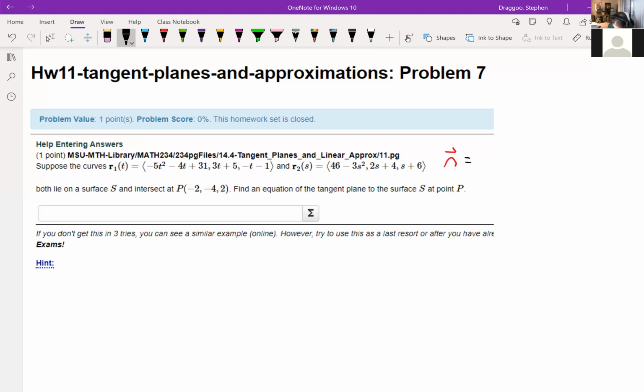And that's going to be R1 prime cross R2 prime. It's going to be the best way to get that normal vector. So I have these two curves that I know exist on the surface, and I can find their tangent vectors by taking their derivatives.